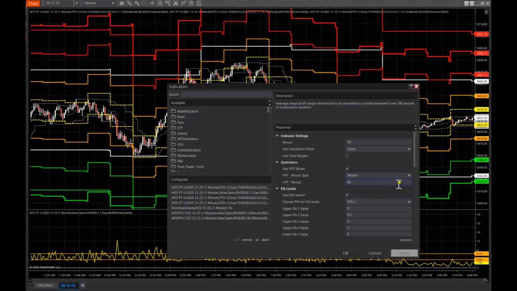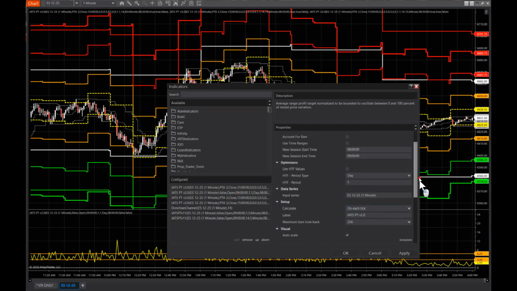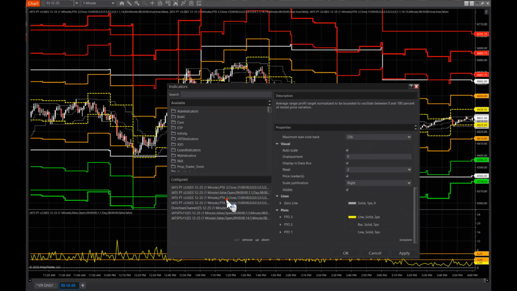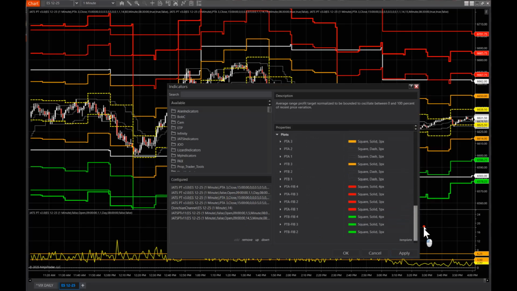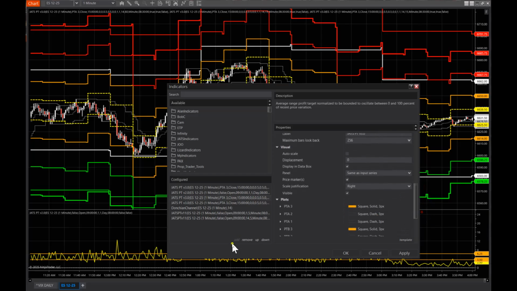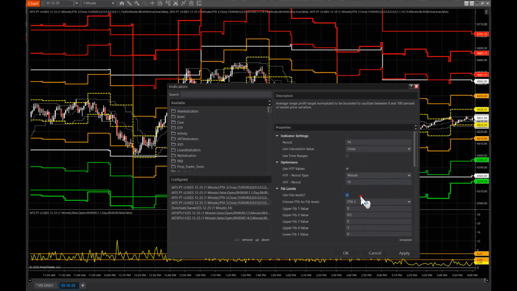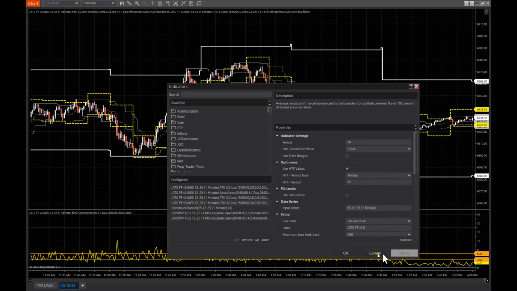So here's the 60-minute 3. I'm going to take the tails off. I don't want this, but I do want this. This is the 15-minute 1, and I'm going to take the tails off. Here we go.